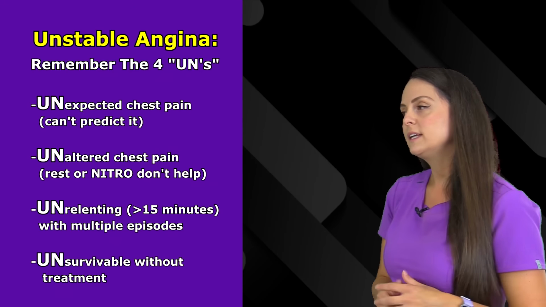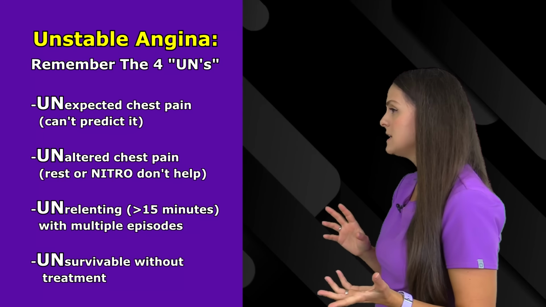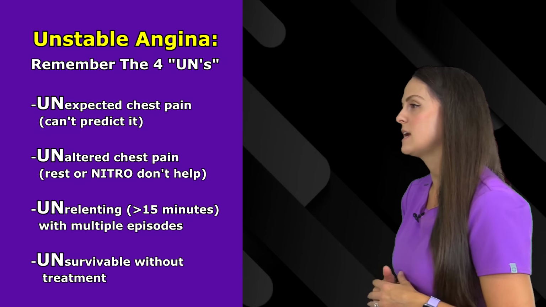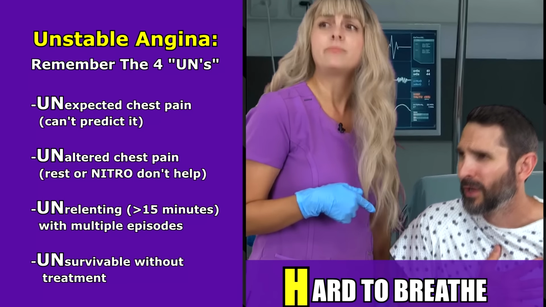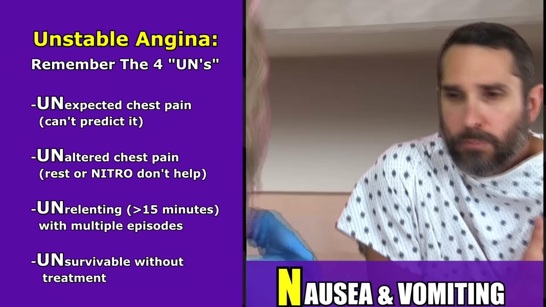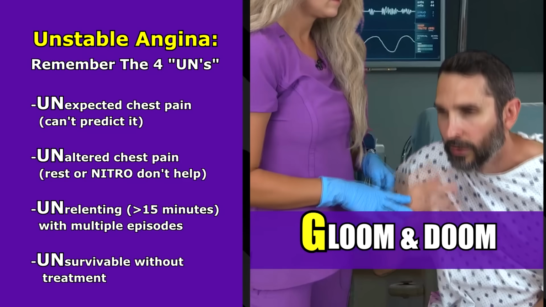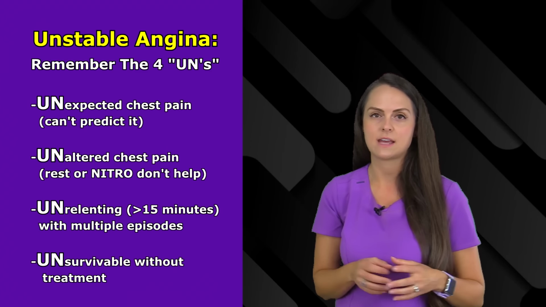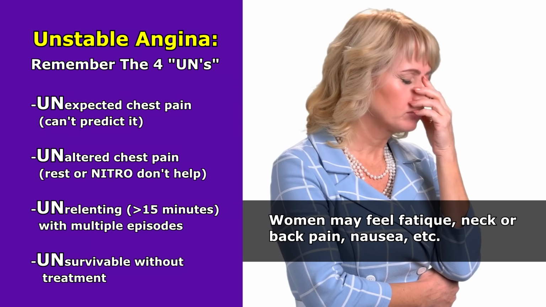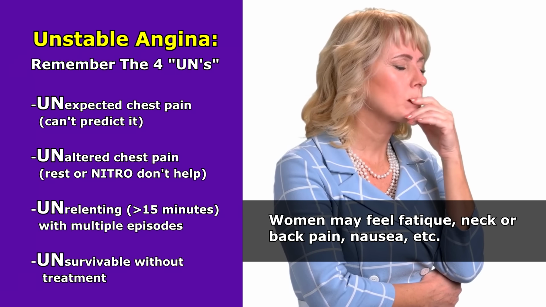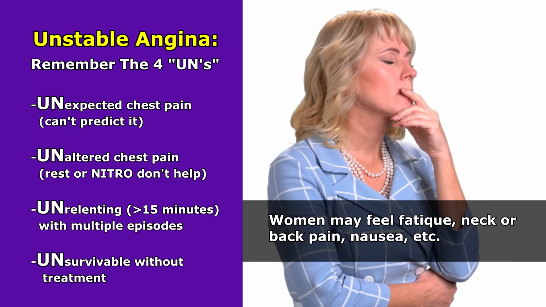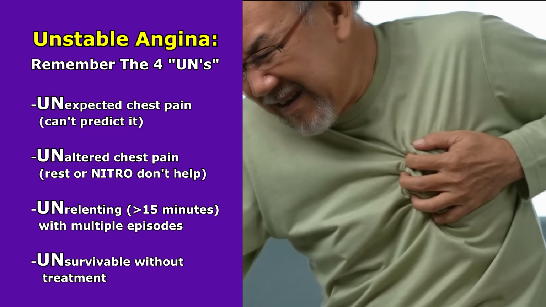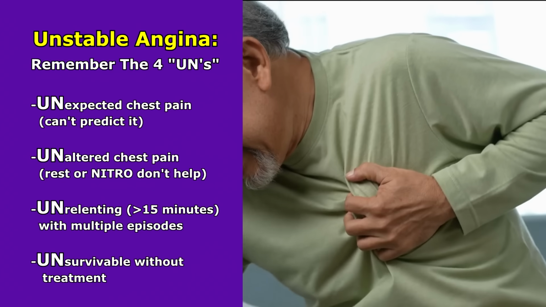It's unrelenting. It's going to last more than 15 minutes. They're going to have multiple episodes. It's going to increase in its intensity over time. Plus, you're going to start seeing shortness of breath, cold sweating, nausea and vomiting, and they can have that gloom and doom where they feel like something really bad is about to happen. And again, these signs and symptoms can vary, especially for women where their signs and symptoms aren't as typical. And it's potentially going to be unsurvivable for their muscle cells and the patient's life if they don't get treatment.